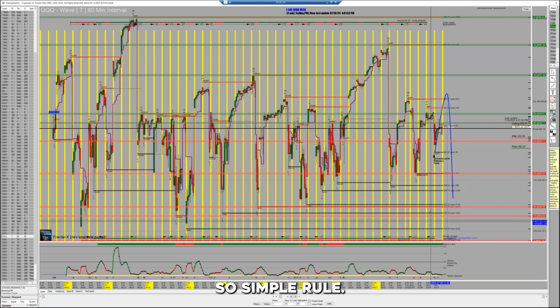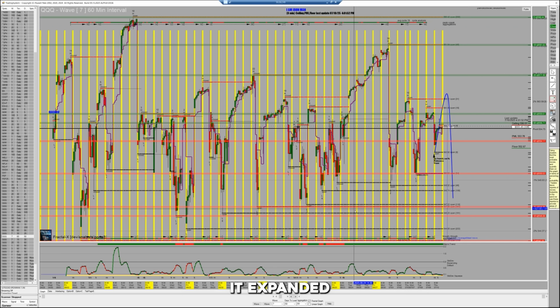Okay, no problem. So simple rule: when the market is in the standard deviation squeeze, it means that it is preparing for an explosive move, either to the upside or to the downside. And when it's expanding right here, it's expanding in one direction, showing you that from that squeeze it is expanding till here.